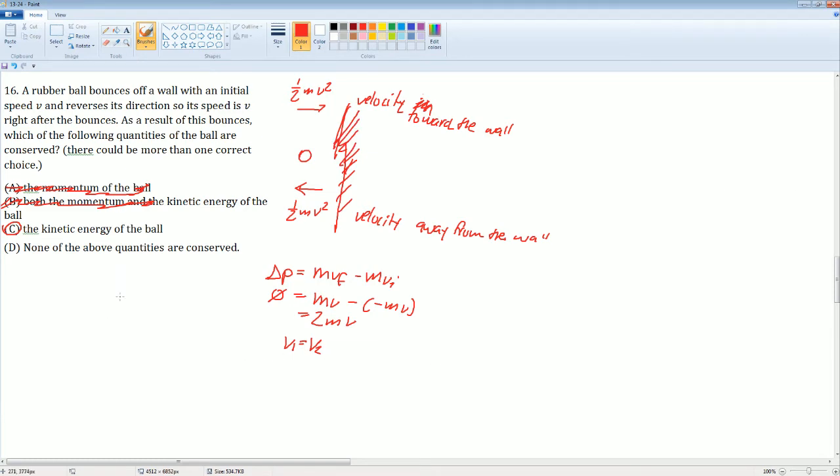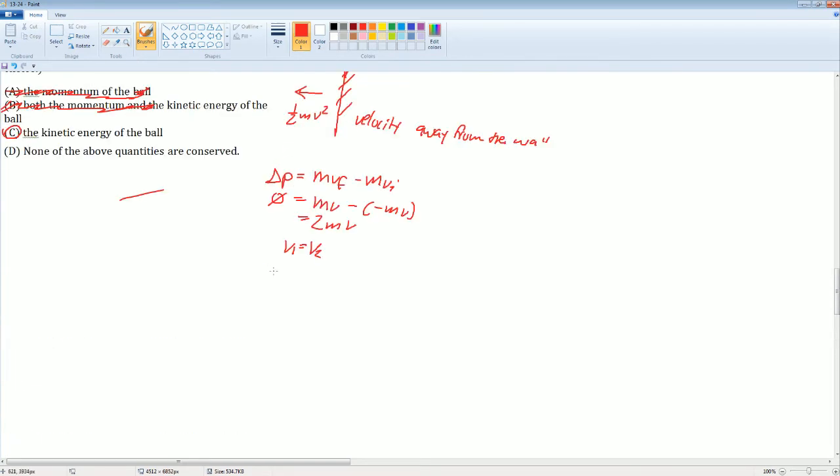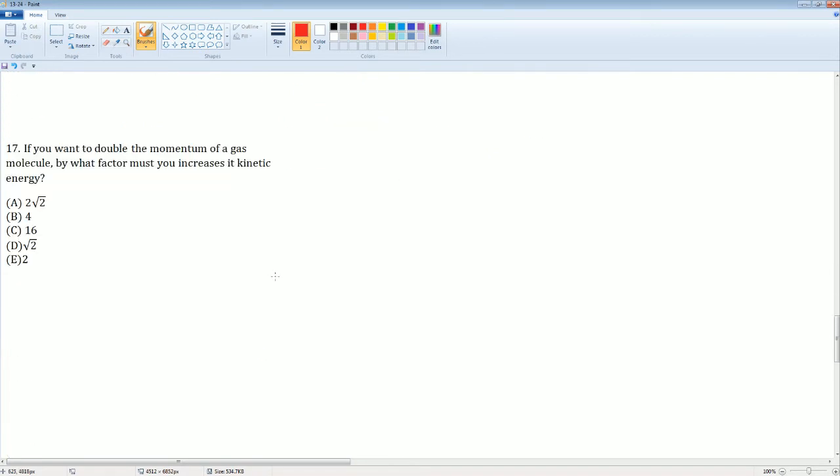Let's look at 17 now. If you double the momentum of a gas molecule, by what factor must you increase its kinetic energy? Alright, so here we have its momentum is P equals mv. We double it. I'm going to keep mass the same. If we double this, the v also has to double.